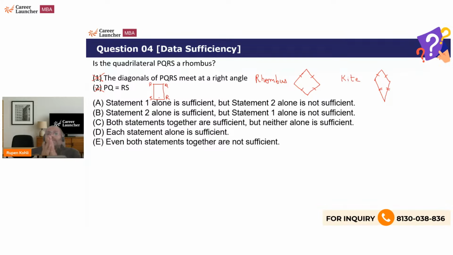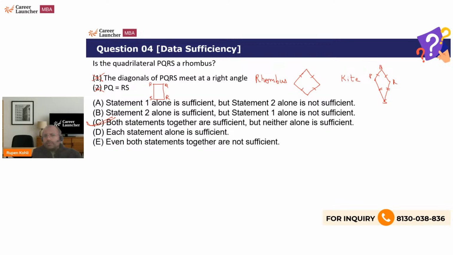Now we combine. What happens if we combine? Then it is either a rhombus or a kite from statement 1, but PQ equals RS. So in a kite PQRS, if this side is equal to this side, eventually all four sides are forced to become equal to each other. So after combining, the case of kite is ruled out. Kite will also become a rhombus. So eventually it must be a rhombus. So yes, both statements together are sufficient.